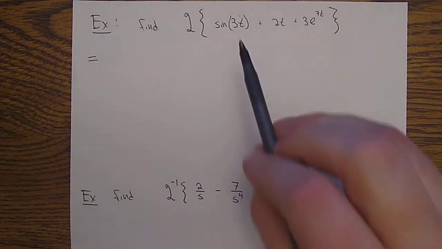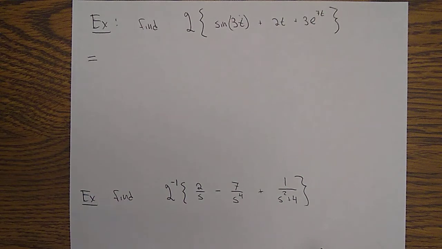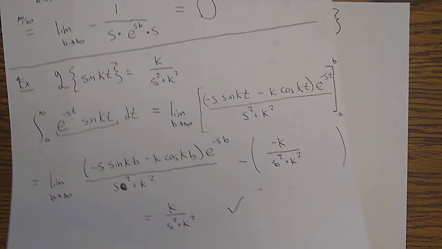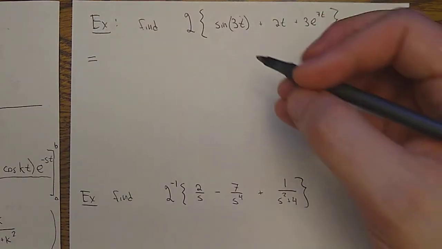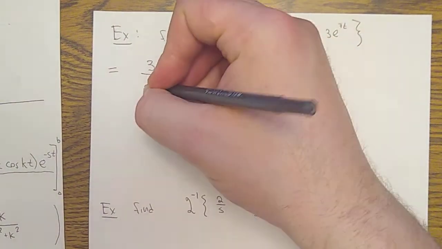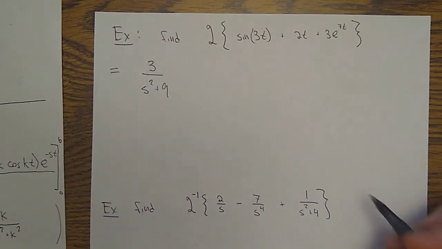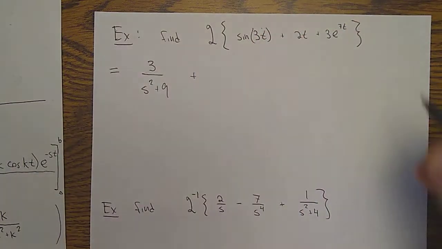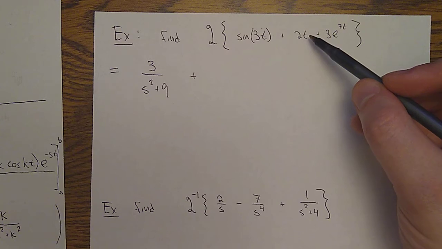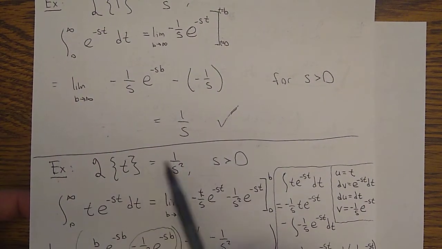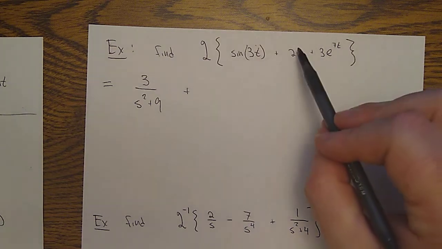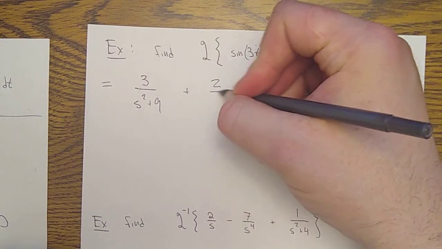Well, we found the Laplace transform of sine kt. That was here. So this one is going to be k over s squared plus k squared, so it's going to be 3 over s squared plus 9. That's this one. We also found the Laplace transform of t. The Laplace transform of t was 1 over s squared. The Laplace transform of 2t is just going to be 2 over s squared.